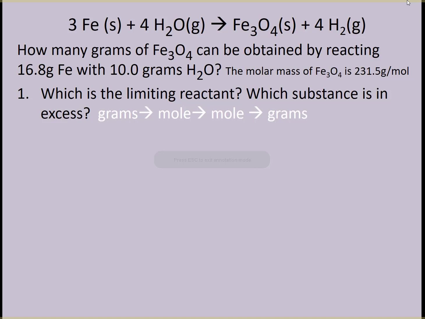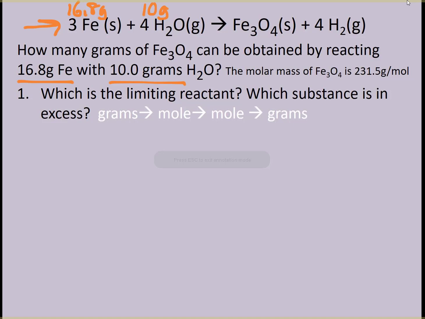So I have my balanced chemical equation up here, and I have some starting amounts. So I find that there is 10 grams of water, and I have 16.8 grams of iron. Now you can't just look and see which one's going to run out first. It's a good idea to back it up with math. And in AP chemistry, backing something up with math is proof that you know that one is the limiting reactant.